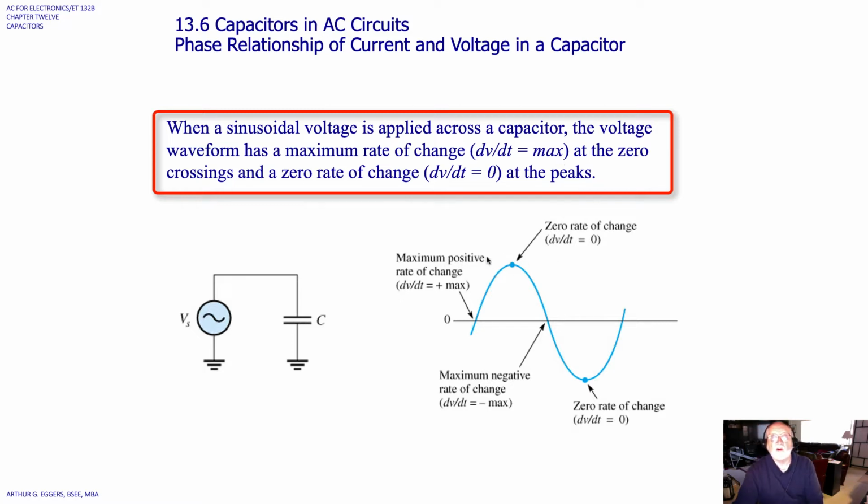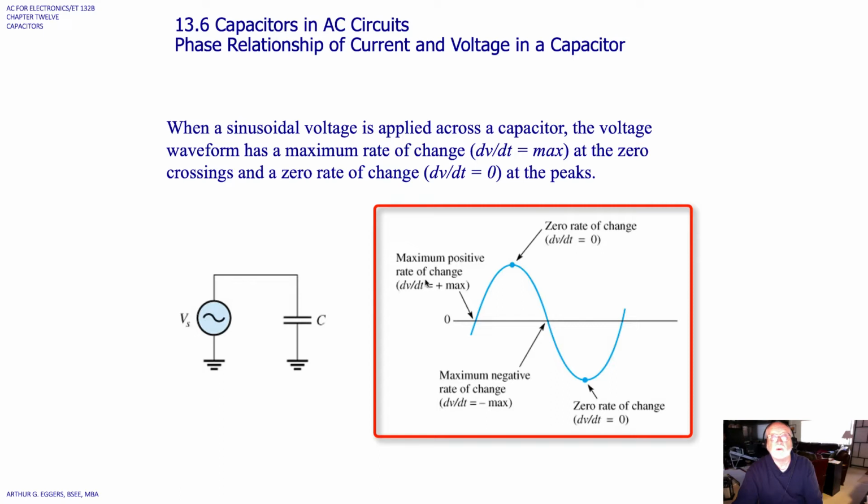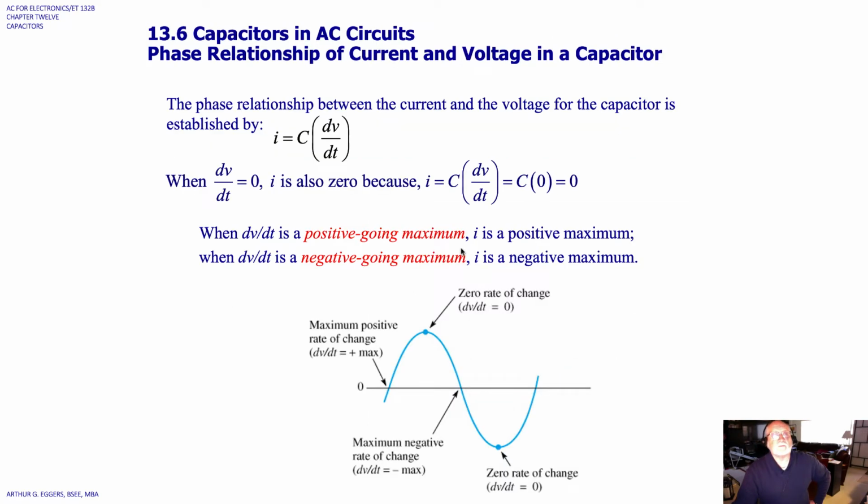So if we look at the corresponding waveform, the maximum positive of the rate of change then, you can see is at the crossing line at 0. At the top where we have maximum voltage though, we have 0 rate of change. So the voltage waveform has a maximum rate of change then from here going to 0 here at the 0 crossing point. The 0 rate of change dV by dt then is at the peaks. So whether it's positive or negative.